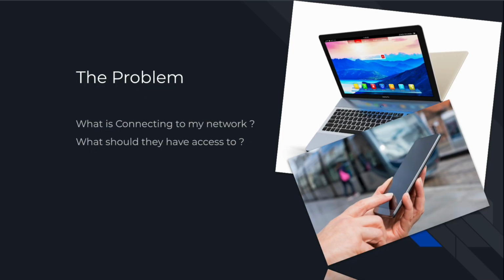In modern organizations today, we have many devices connecting, like laptops, smartphones, IoT devices, and even guest users. The big challenge is, how do you know who or what is connecting? And how do you ensure only trusted users get access? That's why Aruba ClearPass comes into the picture.